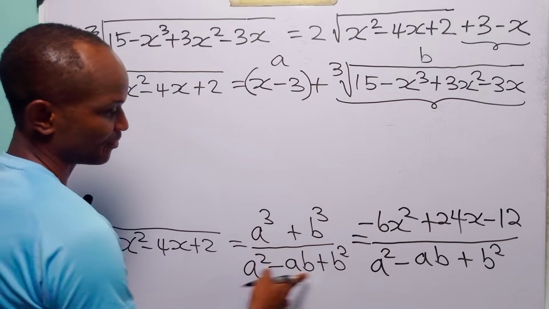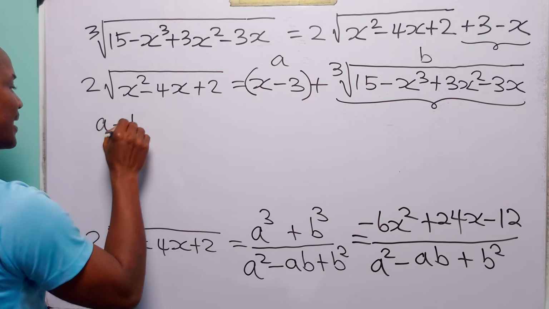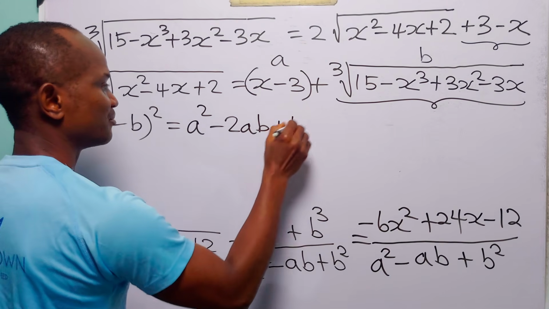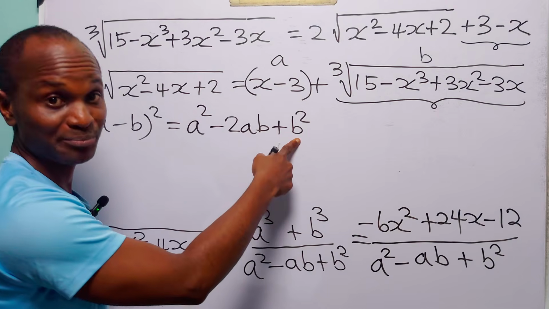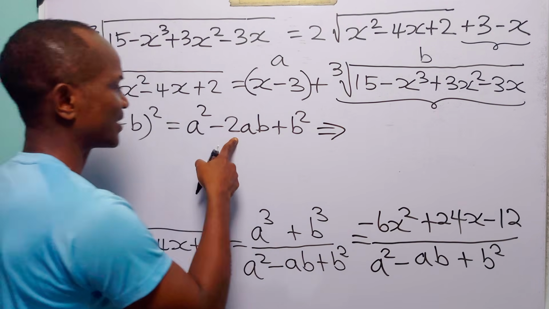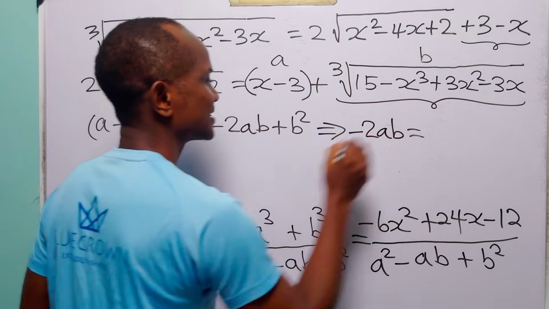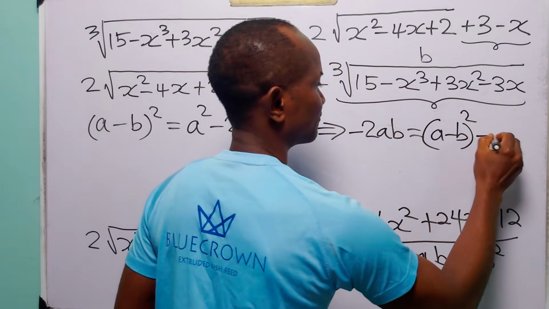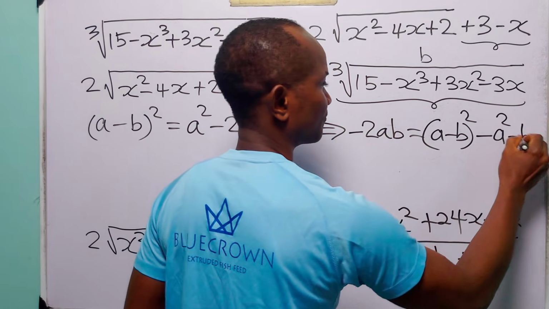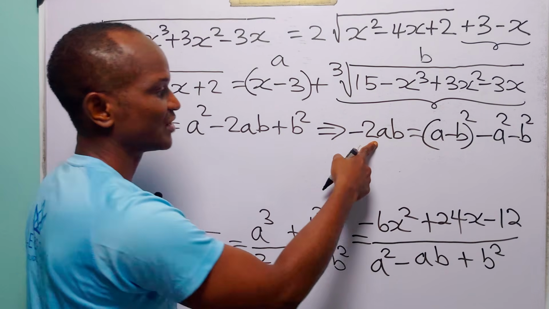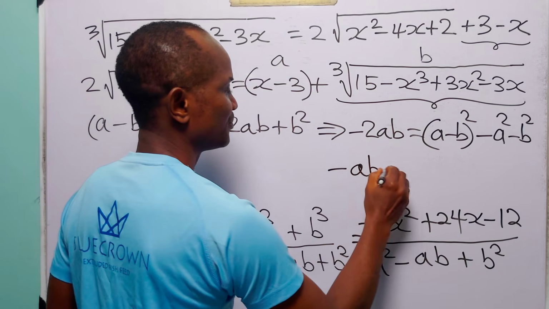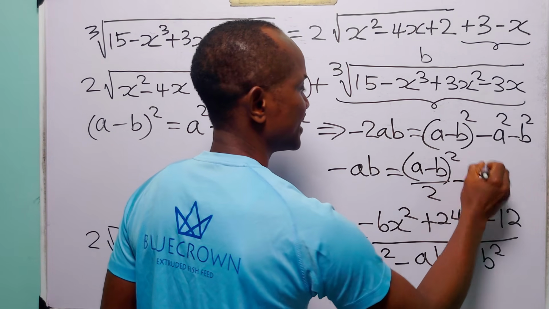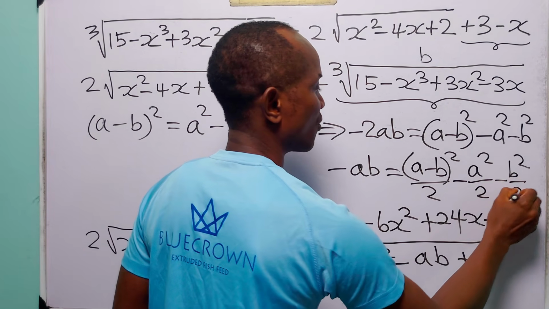And now, let us look at the denominator. Remember that when we expand a minus b squared, this is equal to a squared minus 2ab plus b squared. Now let us move a squared and b squared over to the left hand side. When we do that, we have that minus 2ab is equal to a minus b squared minus a squared minus b squared. And of course, when we divide both sides of this equation by 2, then we have that minus ab is equal to a minus b squared over 2 minus a squared over 2 minus b squared over 2.